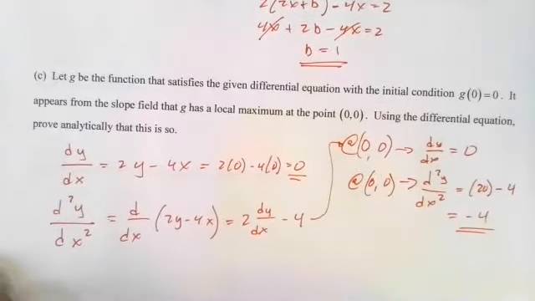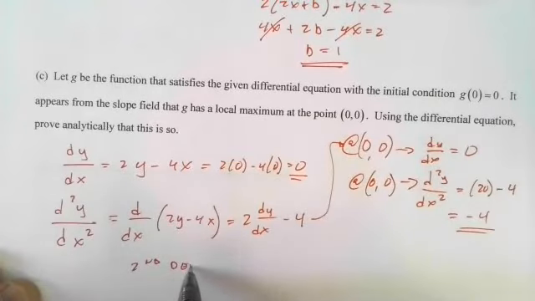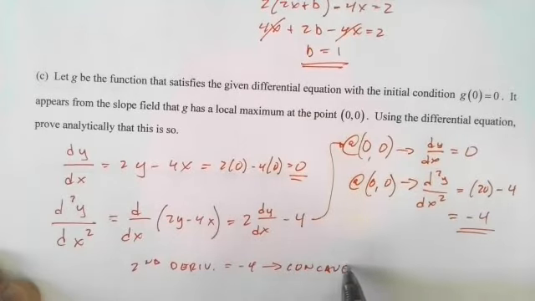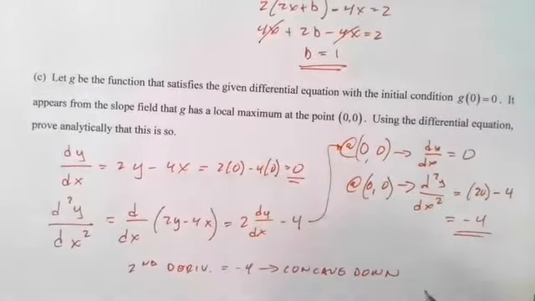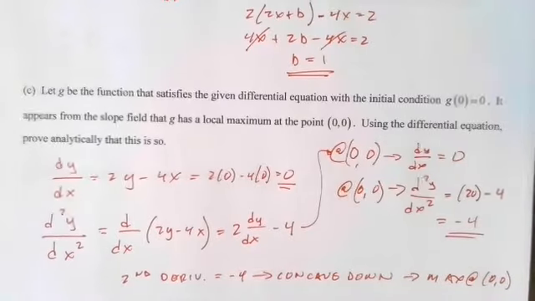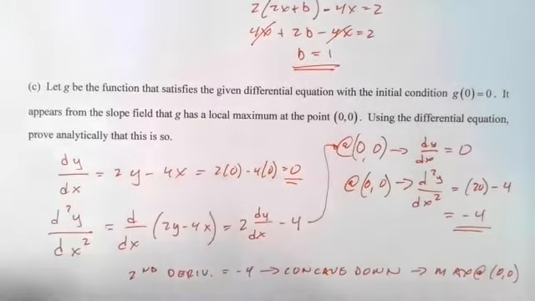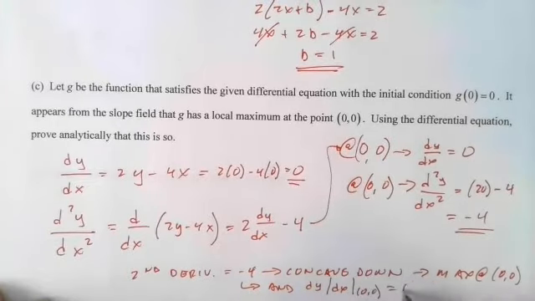So the curve is concave down. And the first derivative is 0 there. So you have a max at (0, 0). I should probably say and dy/dx at (0, 0) equals 0.